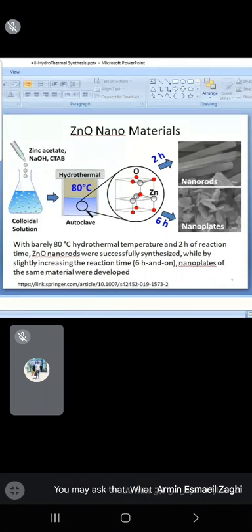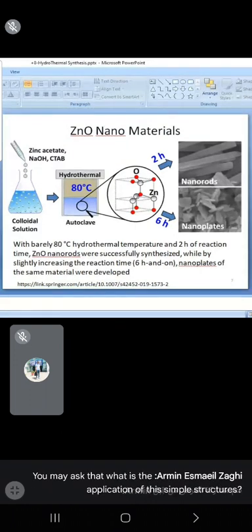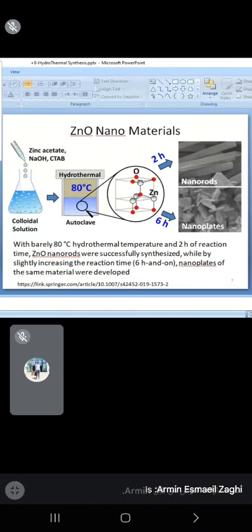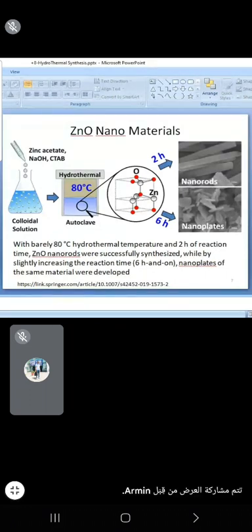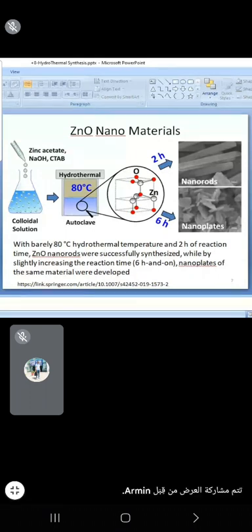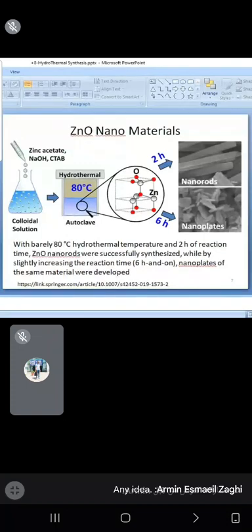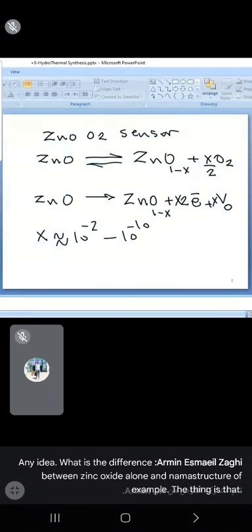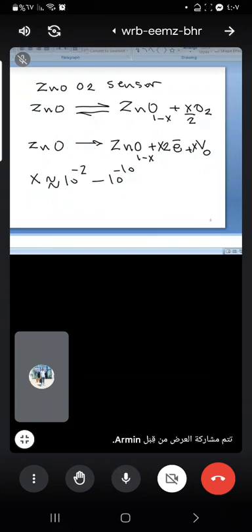You may ask what is the application of these zinc oxide nanostructures? Do you know some of the applications of zinc oxide nanostructures? Anyone have any idea? Are there any advantages or disadvantages with the nanostructures? What is the difference between zinc oxide alone and nanostructures of zinc oxide? Can you hear me? Yes, doctor.